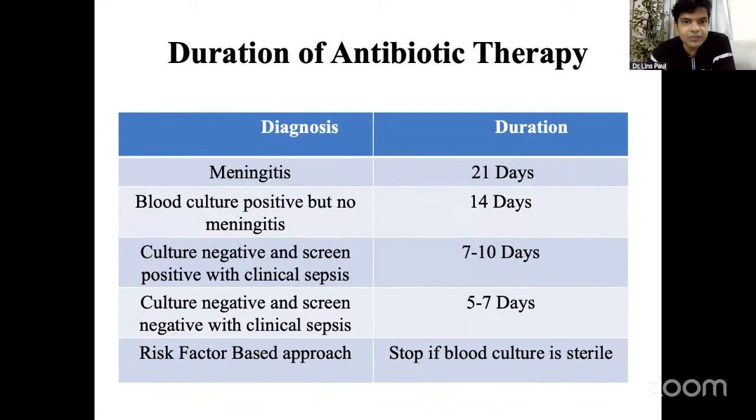Coming to the duration of antibiotic therapy, this is the standardized approach followed in many units. If you start the antibiotic based on a risk factor based approach, definitely stop the antibiotic if the blood culture is sterile. If the culture is negative, screen negative, and there is clinical sepsis, that is suspect sepsis, give the antibiotic for 5 to 7 days. If culture negative and screen positive, that is probable sepsis, the duration should be around 7 to 10 days. If the blood culture is positive without meningitis, then 14 days. And if it is meningitis, definitely 21 days.